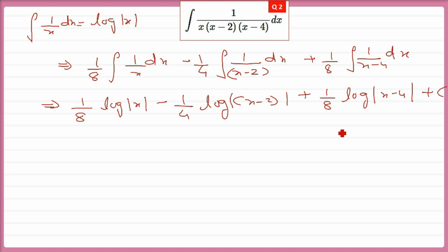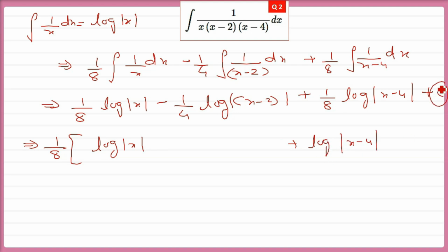Now this is done, but if you want to make it more simplified, you can take 1 by 8 common, because we see 1 by 8 is along with 2 terms. So when you take 1 by 8, log x will remain, log x minus 4 will remain, and then c will always be there. And then here you have to multiply this by 2. Then you get 1 by 4. That's why 2 log modulus of x minus 2.